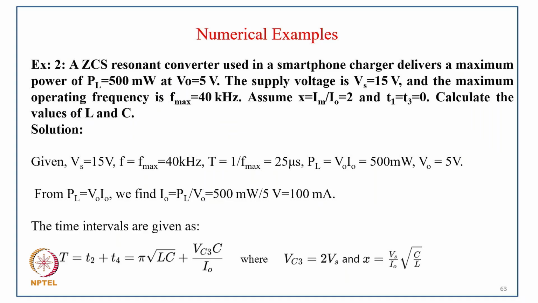Coming to example 2: a zero current switching resonant converter used in a smartphone charger delivers a maximum power of PL equal to 500 milliwatt at V0 equal to 5 volt. The supply voltage is Vs equal to 15 volt and the maximum operating frequency is F max equal to 40 kilohertz.